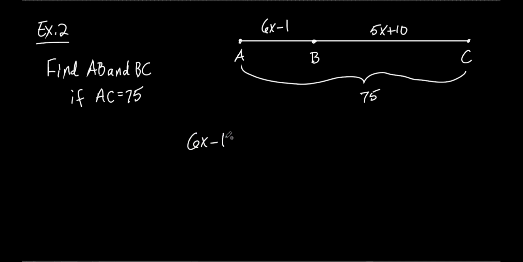6x minus 1. And then what do we do to this part right here? We add it. Okay? So I'm adding those two things together. Once I add them together, what's the whole length of this? They tell me the whole length. It's 75. So this stuff right here added up equals what? 75.